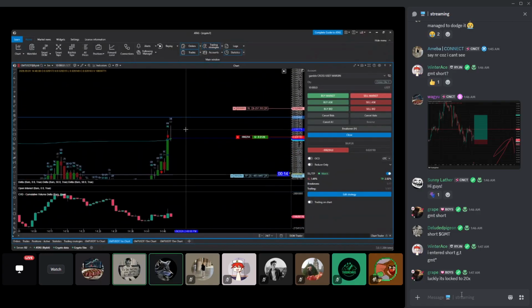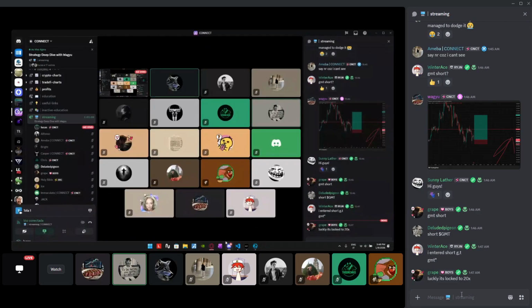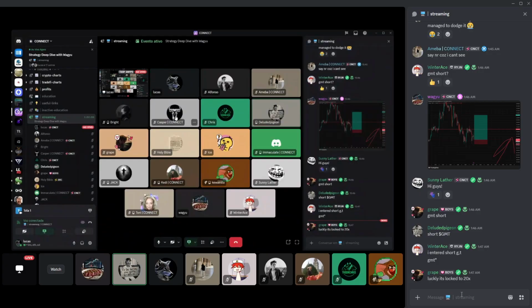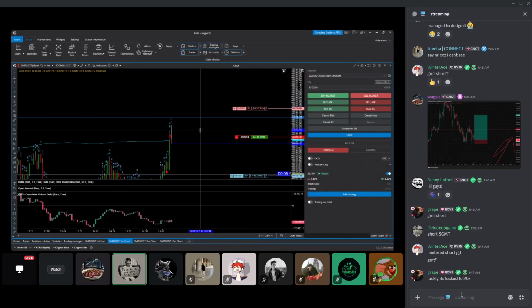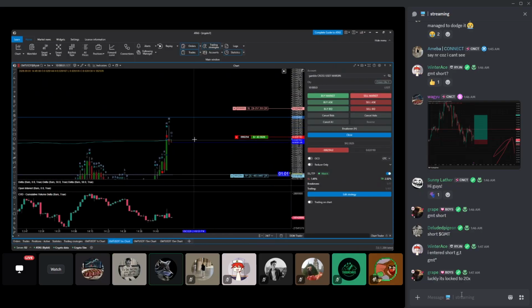Lucas, if you're entering GMT, make sure that you enter at like 20 times leverage maximum, because a single candle wiped me out to like minus 40%. Yeah, I'm on 24x. That's fine.